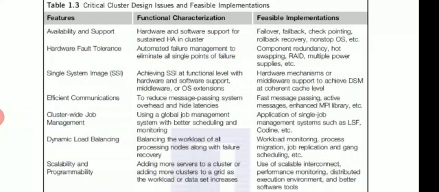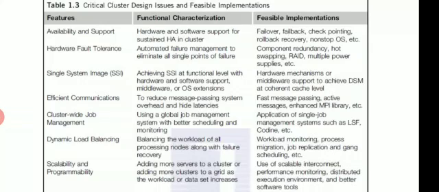The fifth feature is cluster-wide job management. Wide means very large; we manage jobs by using the functional characterization, a global job management system with better scheduling and monitoring. The feasible implementation is the application of a single job management system such as Codine, etc.